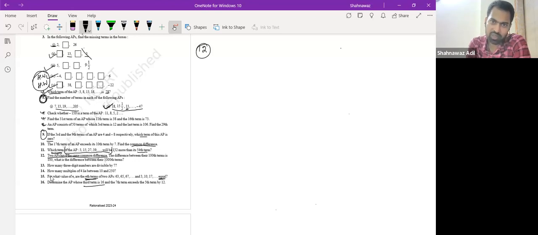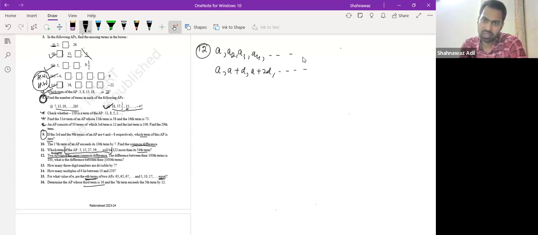So we have two APs, right? So let's say that this one is A1, A2, A3, A4. This is one AP, right? So the general form we can write as A, A plus D, A plus 2D, A plus 3D, and so on. So this is the first AP.